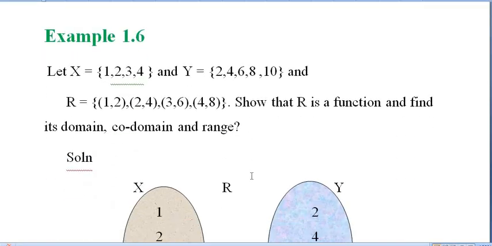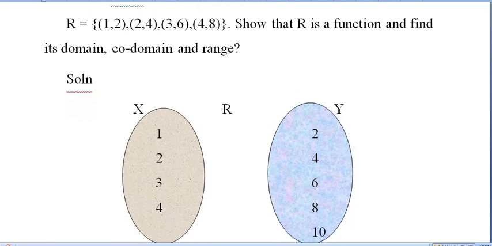Now with this we can start Example 1.6. Let X equal the set {1, 2, 3, 4} and Y equal the set {2, 4, 6, 8, 10}, and capital R equal the set {(1, 2), (2, 4), (3, 6), (4, 8)}. Show that R is a function and find its domain, codomain and range.